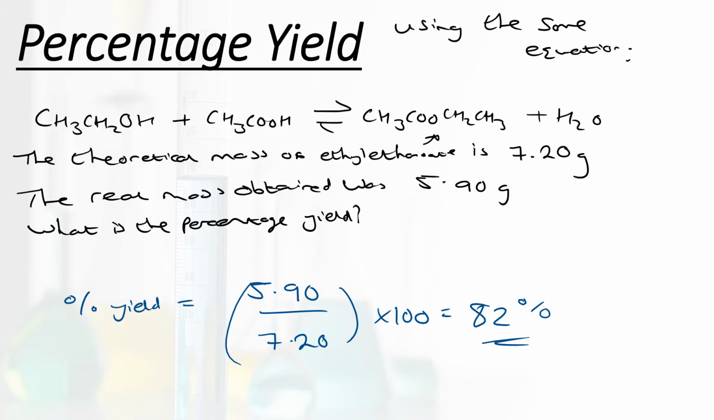And so back to the same reaction that we saw here, making this ester. Say in a previous question, we've calculated that the theoretical mass of ethyl ethanoate is 7.2 grams, and we actually measure out in the lab that the real mass obtained was 5.9 grams. What's the percentage yield? Simply we take our actual mass, divide it by our theoretical mass, times 100, and our percentage yield is pretty good here, it's 82%. So we've only lost 18% of our product.